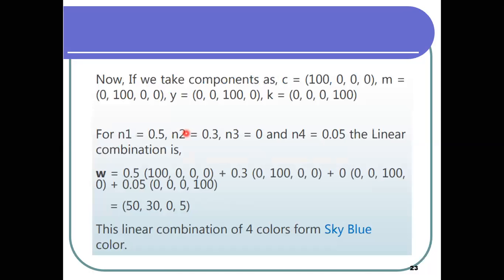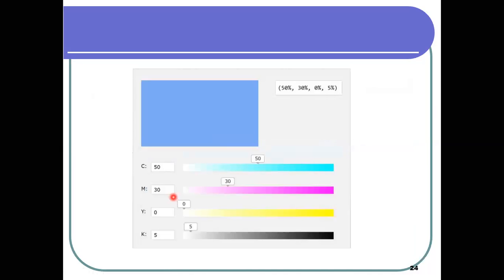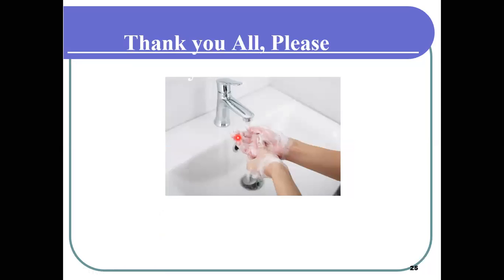So if you can see over here, if N1 is 0.5, N2 is 0.3, N3 is 0 and N4 is 0.01, in that case we have generated this. This is purely sky blue color. That is C is 50, M is 30, Y is 0, and K is 5. In that case, you generate sky blue color. Dear students, these are some of the real-time applications of linear combination.